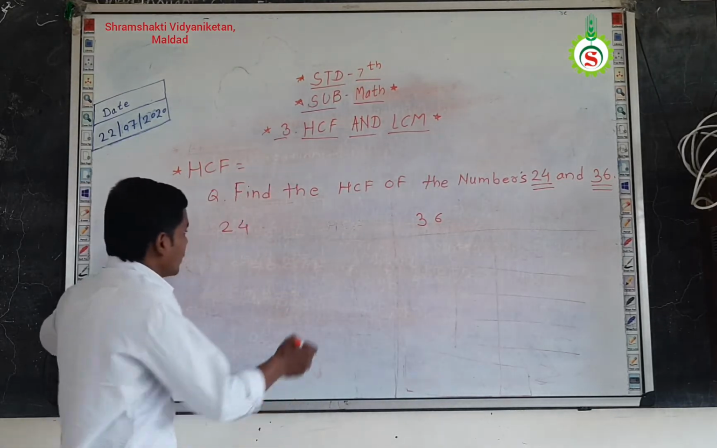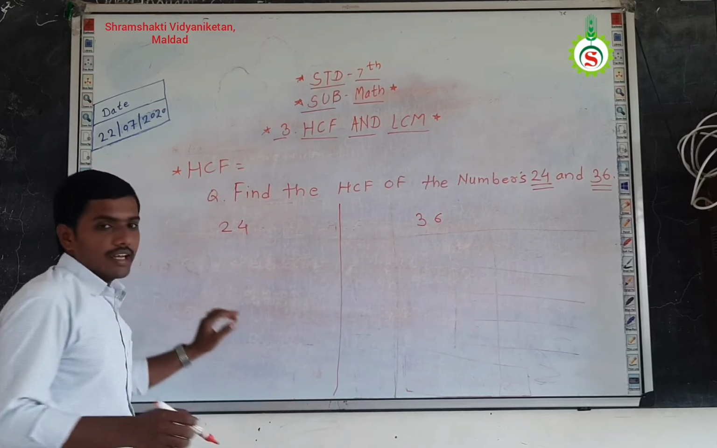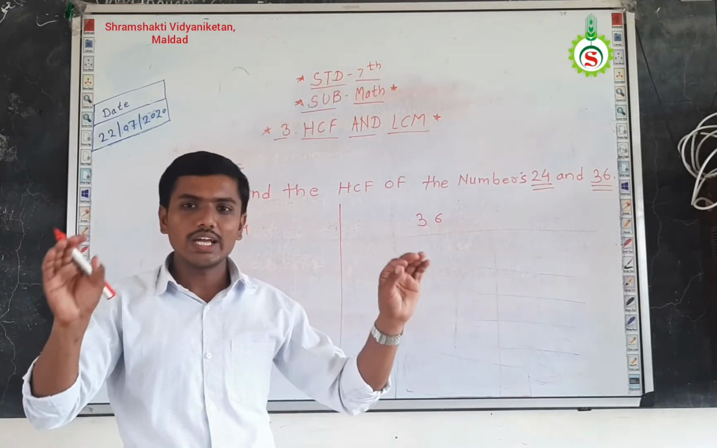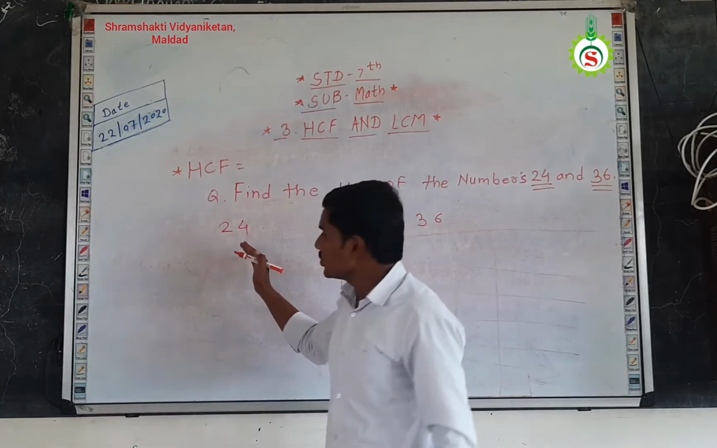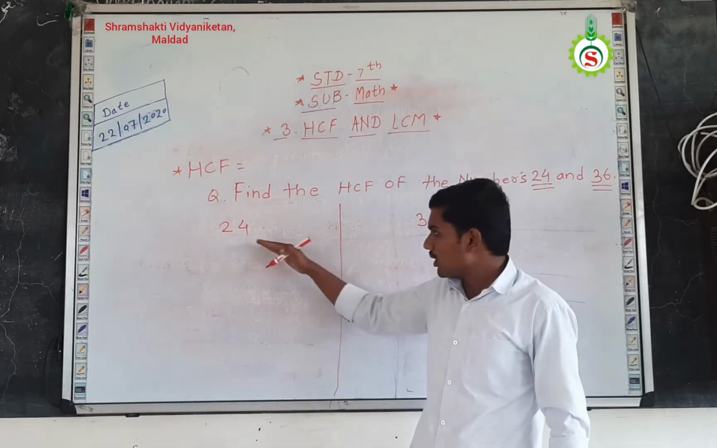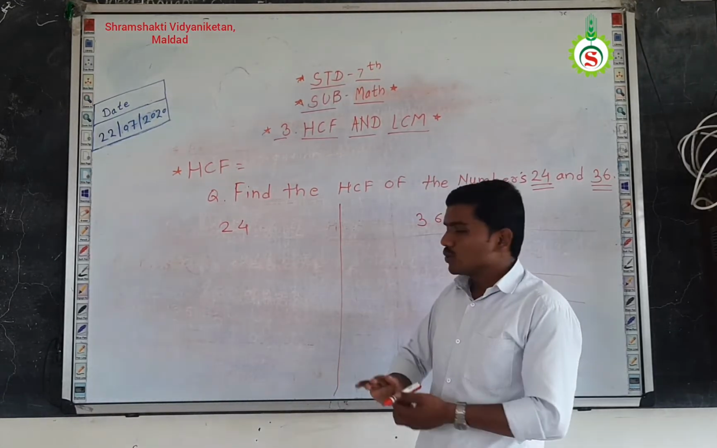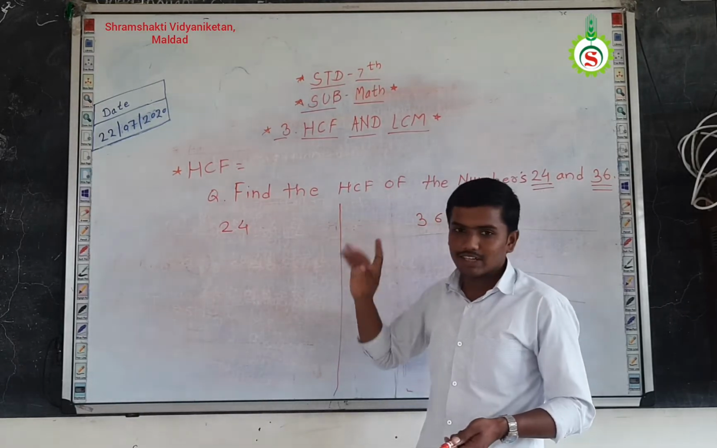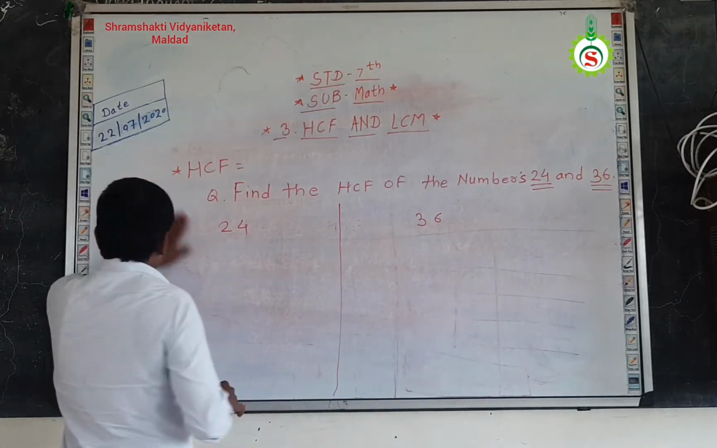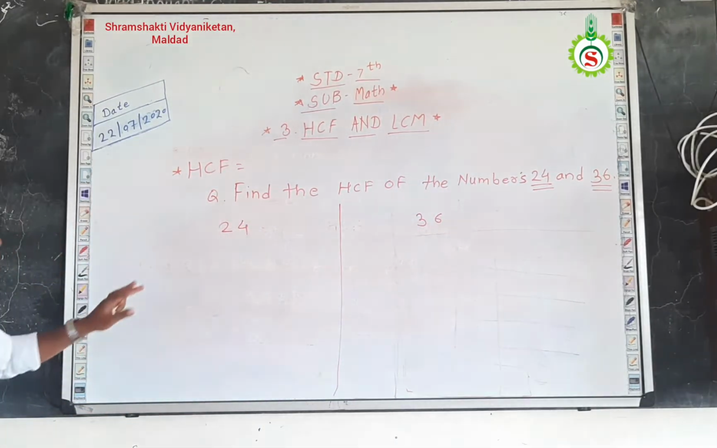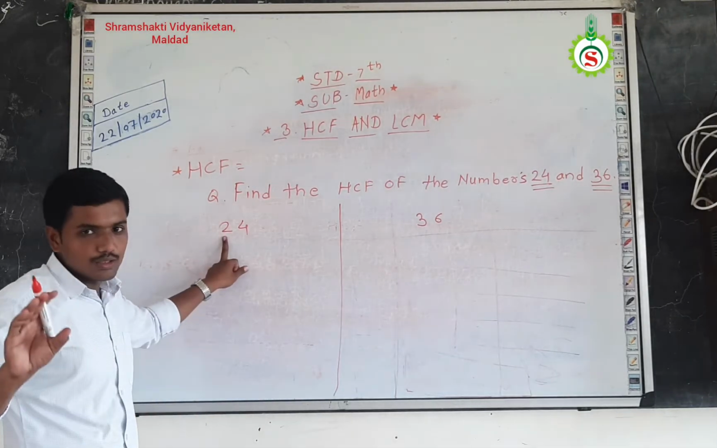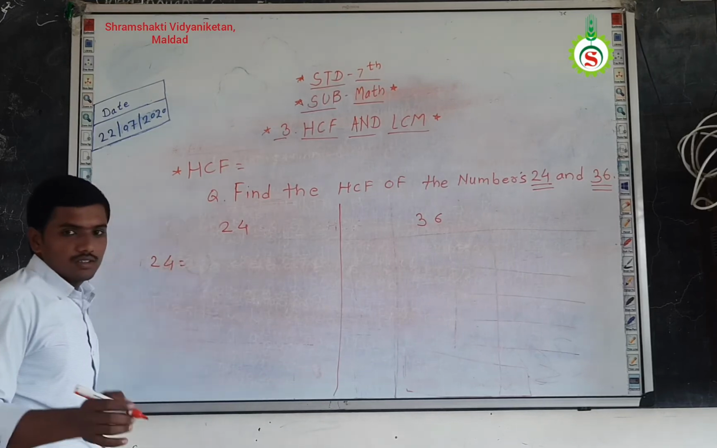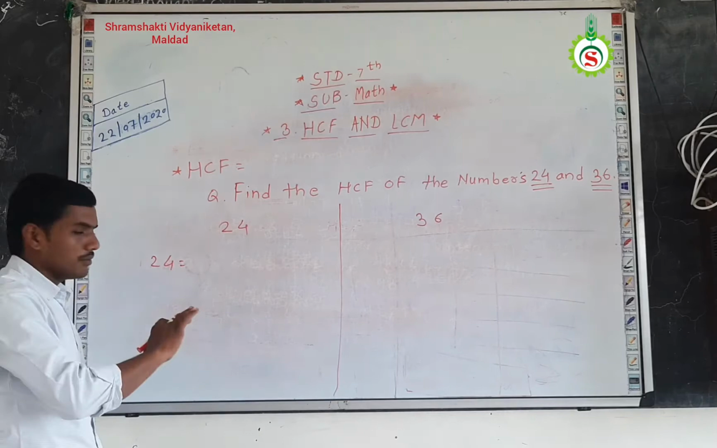Now here, for finding the factors, you can use any one method, whichever you find simple. You can use the horizontal method for doing the factorization, or you can use the vertical method for taking the factors of the given number. I think the horizontal method is suitable for finding the factors, so I will take it by the horizontal method. You can use the vertical method.